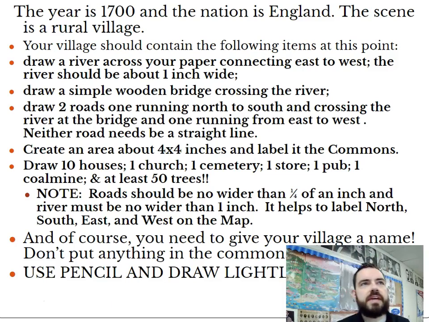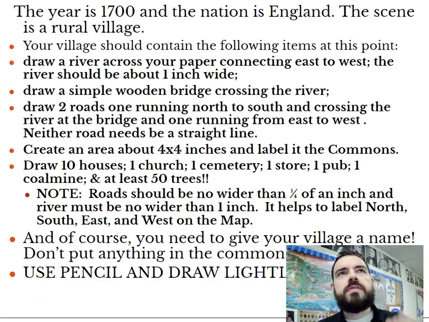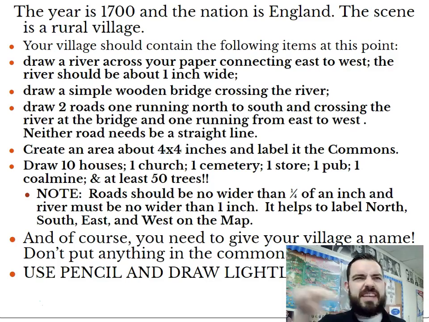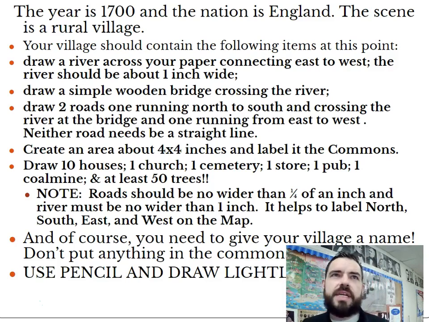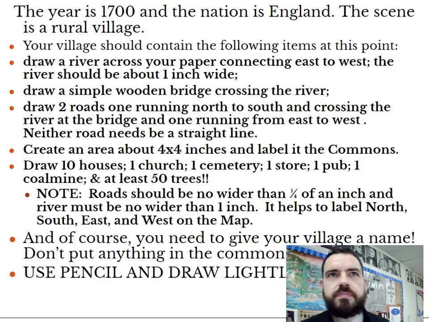You also need to have 2 roads. These roads are just lines, or you can make them look more like roads. You can be creative with this. One road goes north to south, meaning it has to enter at the north and exit at the south. You also need to have one going east to west. It can zigzag and whatever. It doesn't have to be straight, but it does need to go from east to west, and then a road going from north to south. You also are going to create a commons that's about 4 by 4 inches. This is basically just a square on your paper that is 4 by 4 inches.